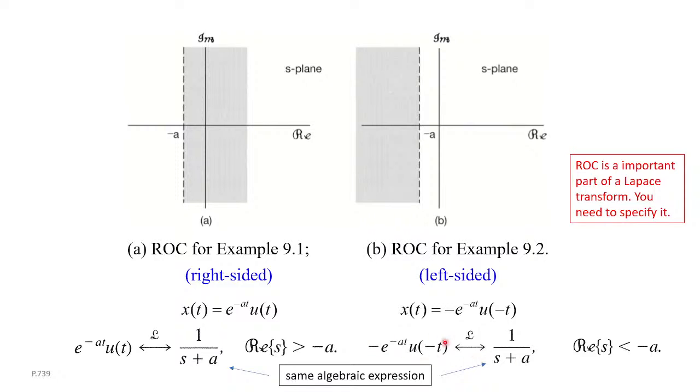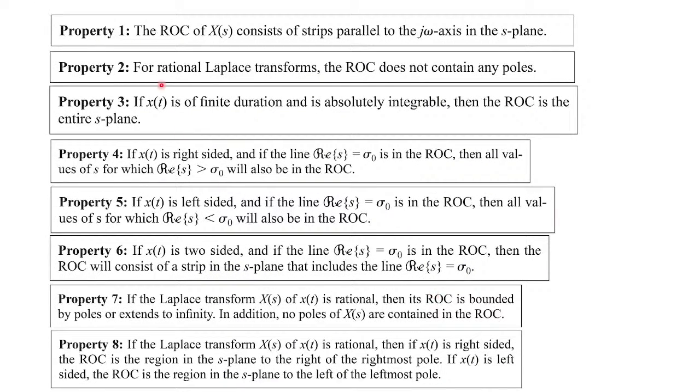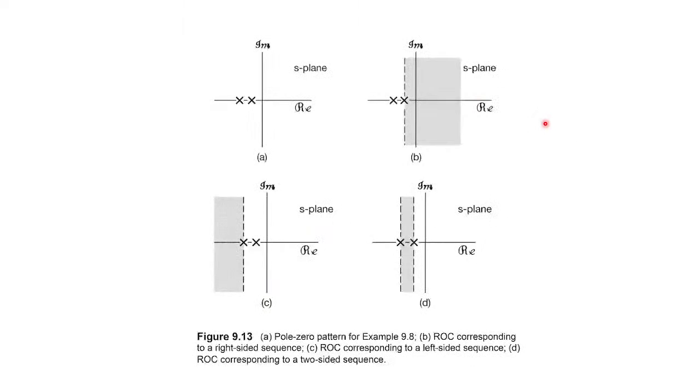So yeah. So that's that. And yeah, so you need to specify ROC. So this 1 over s plus a term, there are two different ROC, and they will invert to two different functions. And there are a whole bunch of rules for ROC. And I'm not going to read this. It's just here for you to review if you want to read it.